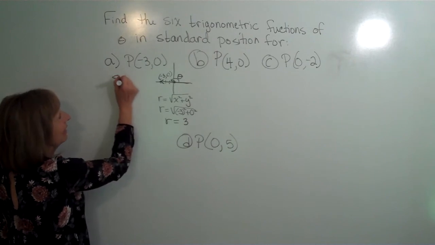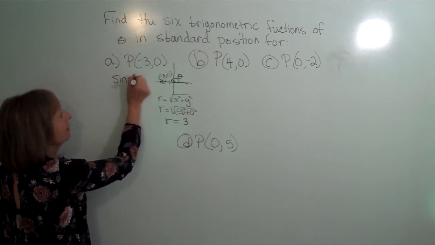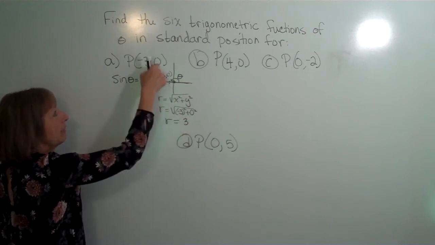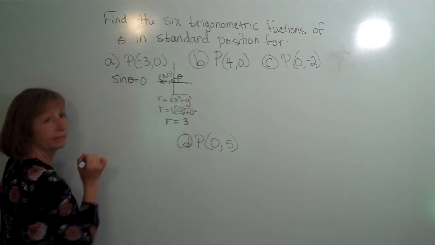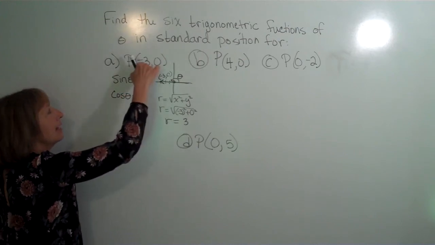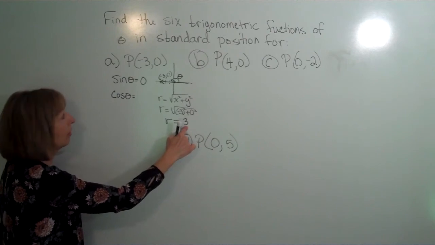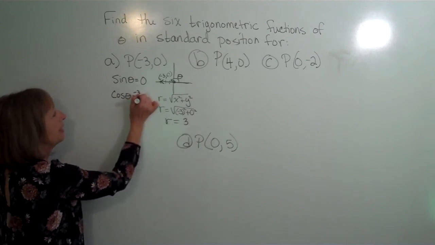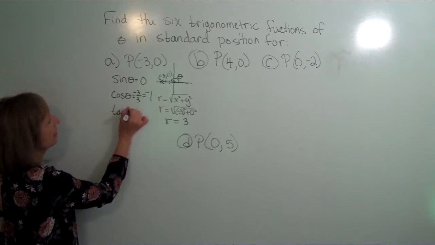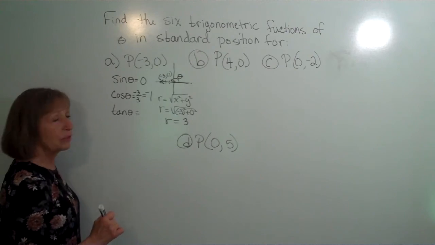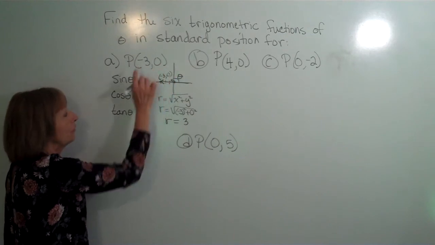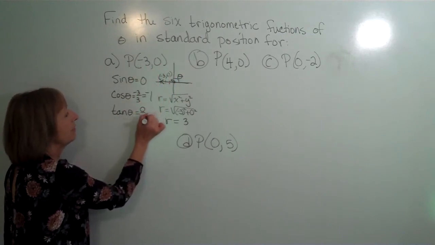So now the sine of that theta is the y coordinate over r, and 0 divided by 3 is 0. The cosine of that angle theta is the x coordinate over r, and -3 divided by 3 is equal to -1. The tangent of that angle theta is going to be the y coordinate over the x coordinate. So 0 divided by -3 is 0.